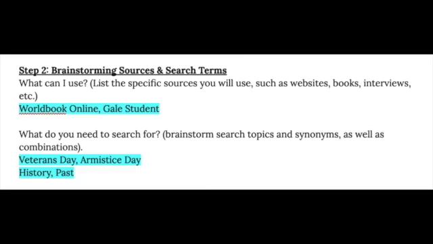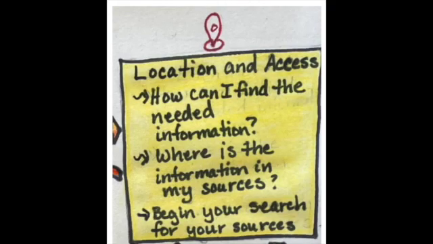I then brainstormed where to search and what terms to use, as mentioned last week. Just as a reminder, in step 2, I brainstormed using WorldBook Online and Gale Student, and Veterans Day, Armistice Day, History, and Past were going to be my search terms. Now that I've reviewed steps 1 and 2, I can look at steps 3 and 4. These steps move back and forth quite a bit throughout the process.